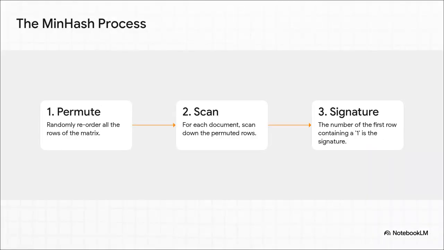Now for the magic trick itself. Conceptually, it's just 3 steps, and it's simpler than it sounds. First, just imagine we randomly shuffle all the rows. Just mix them all up. Second, for each document, we're going to scan down this new shuffled list. And third, the instant we hit the very first 1, we stop. The number of that row, that becomes our signature.